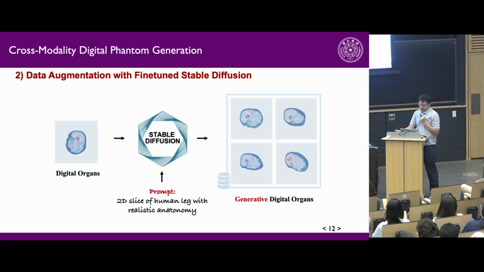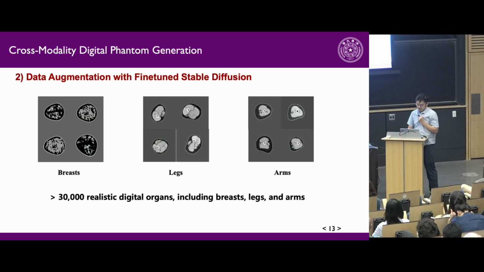So here's the trick. We do not use this data directly to train our network. Instead, we fine-tune Stable Diffusion using our segmentation maps. And by carefully designing the prompts, we can generate an infinite variety of phantoms with real anatomies. We asked our doctor collaborators to check some of these images. They can barely distinguish between the real CT scans and generated phantoms.